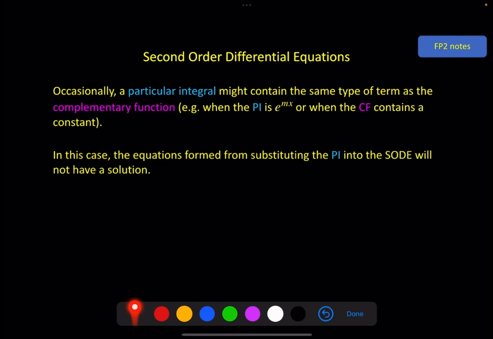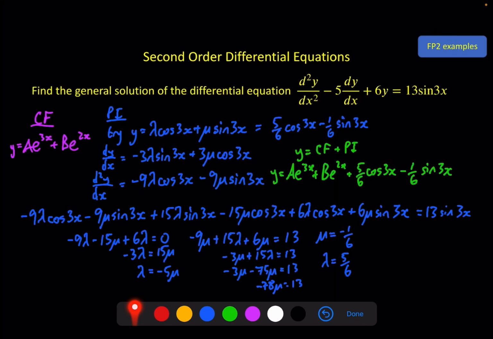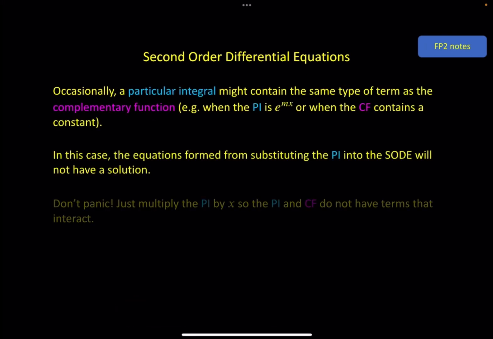What you will end up with is, when you substitute your equations for the particular integral into the second order differential equation, you won't get a solution. If I go back for a second, here, when we tried to get the solution here, we ended up with two simultaneous equations. We could solve them and get answers. What I mean is you'll end up with something silly like 7 equals 9, and you simply won't have a solution. If that happens, don't panic.